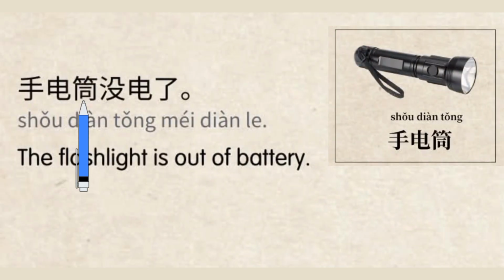手电筒没电了。The flashlight is out of battery. Let me highlight the words we just learned. 手电筒. Hope you learn it. Let's move to our next vocabulary.